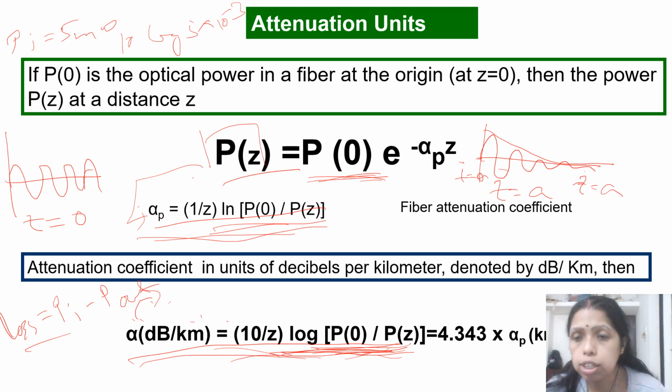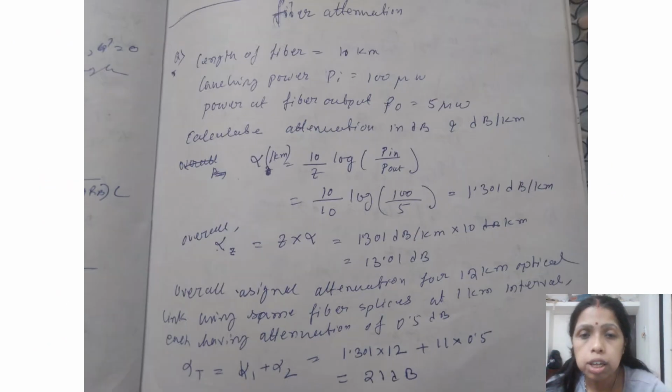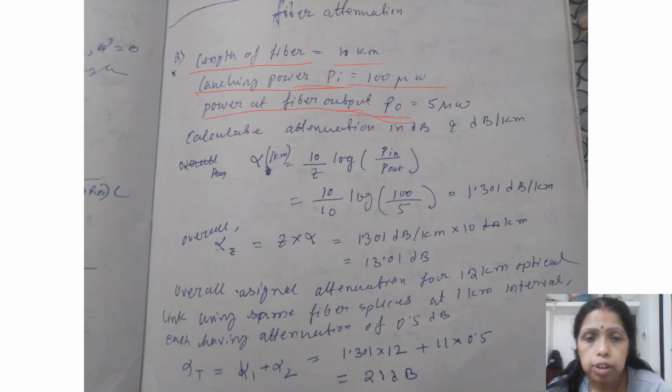Now I come to the two numericals. Here you can see I have solved this one. The given length of the fiber is 10 kilometer. The launching power, that is the input power, is 100 microwatt. I have not explained the question, I am just putting the values. The power at the fiber output, the output power, is 5 microwatt. Calculate the attenuation in dB and attenuation in dB per kilometer.